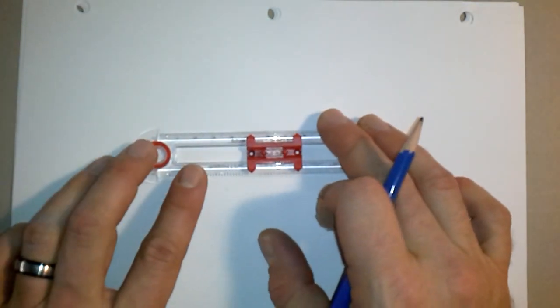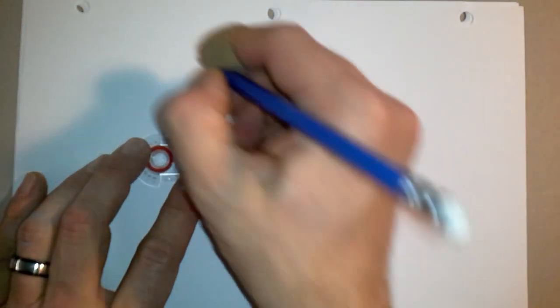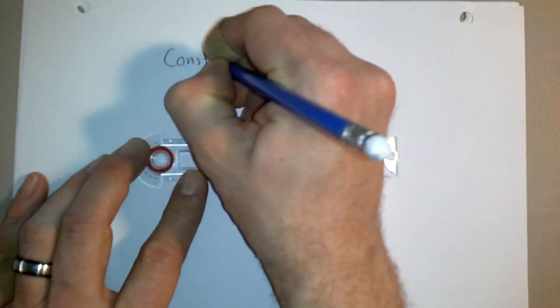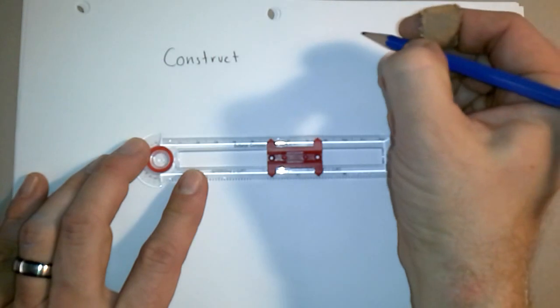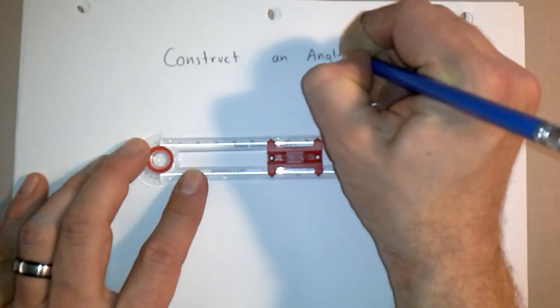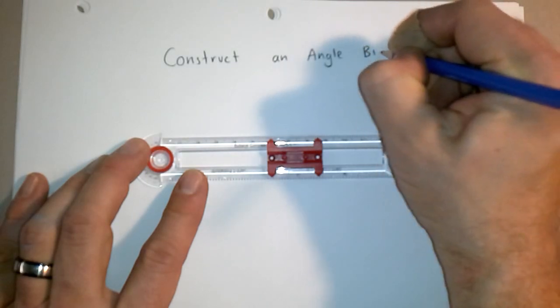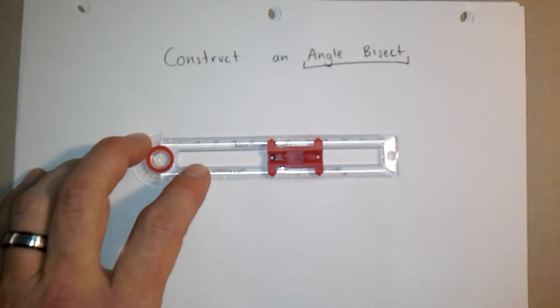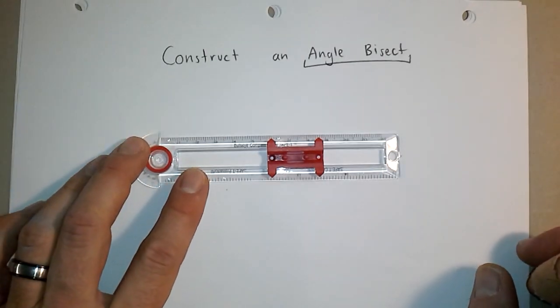Okay, so we're going to show two things right now. First, we're going to construct an angle bisector. So construct, which means we're using the compass. And we're going to be doing an angle bisector. And an angle bisector basically cuts an angle in half, divides it in two.